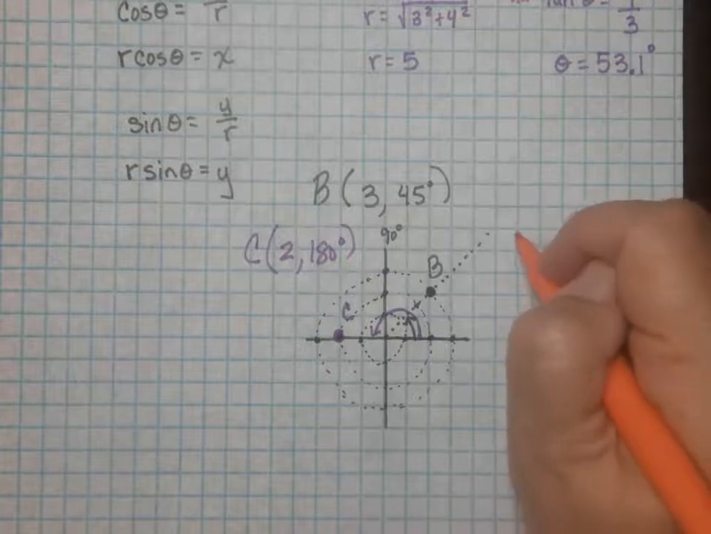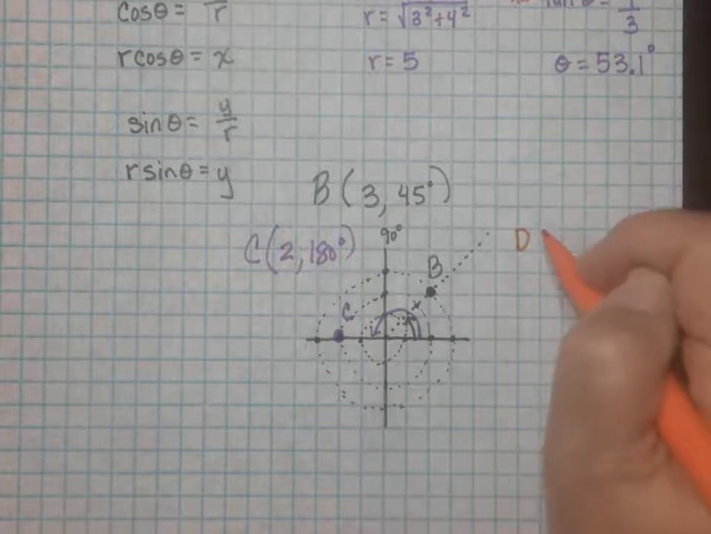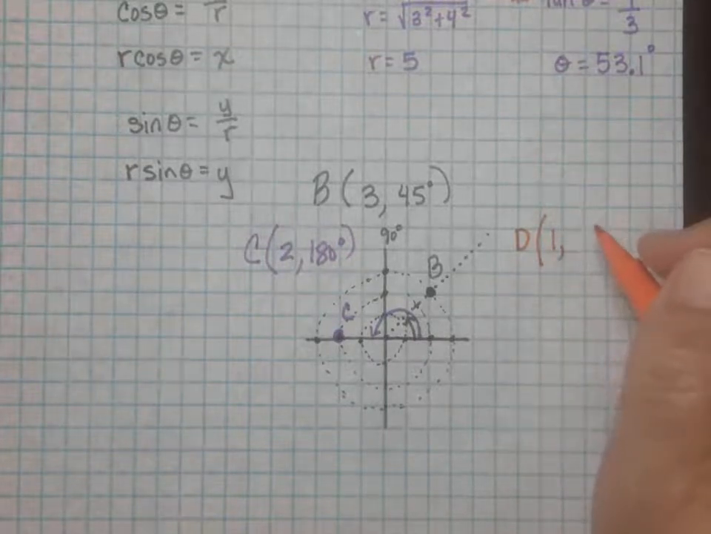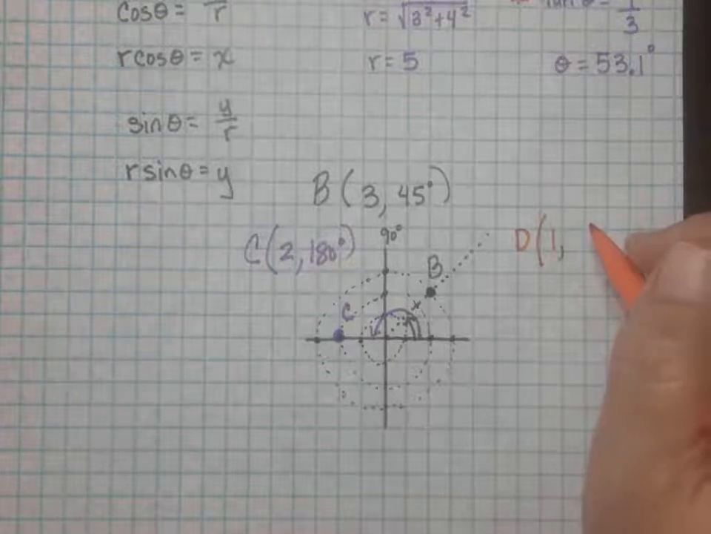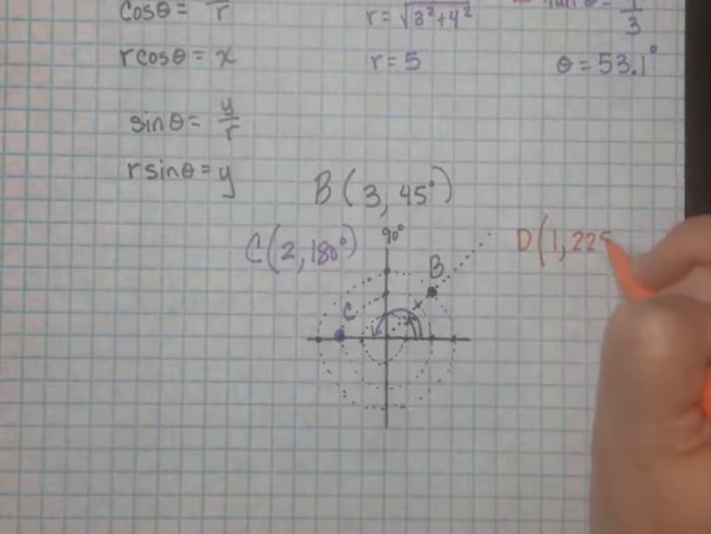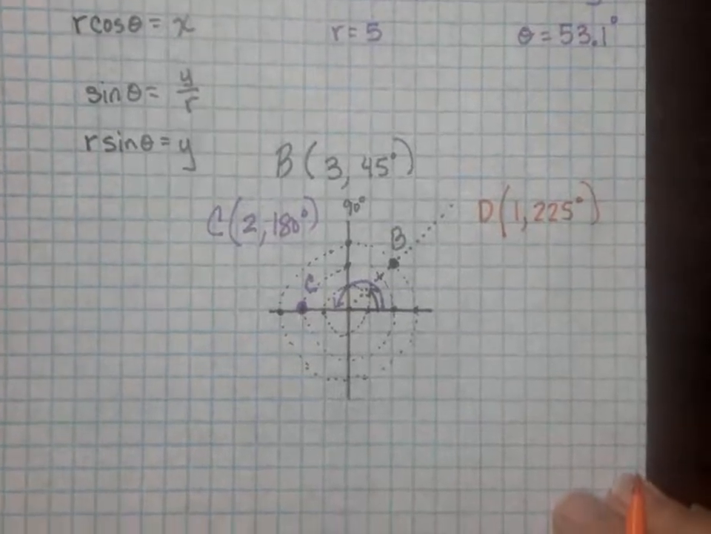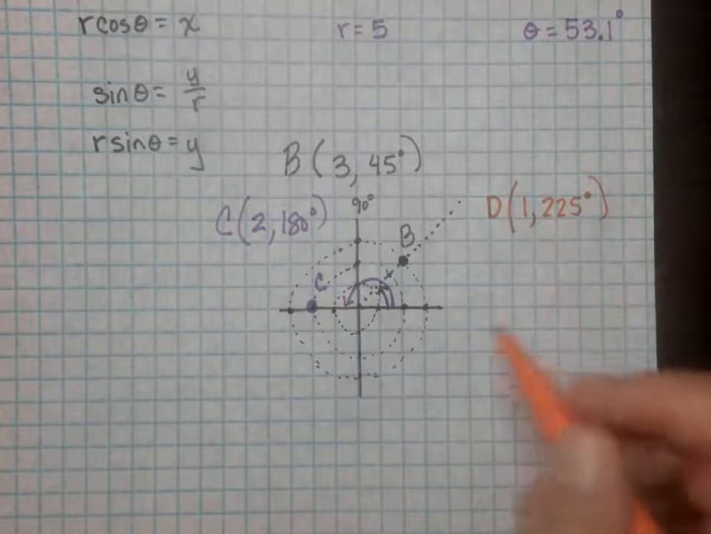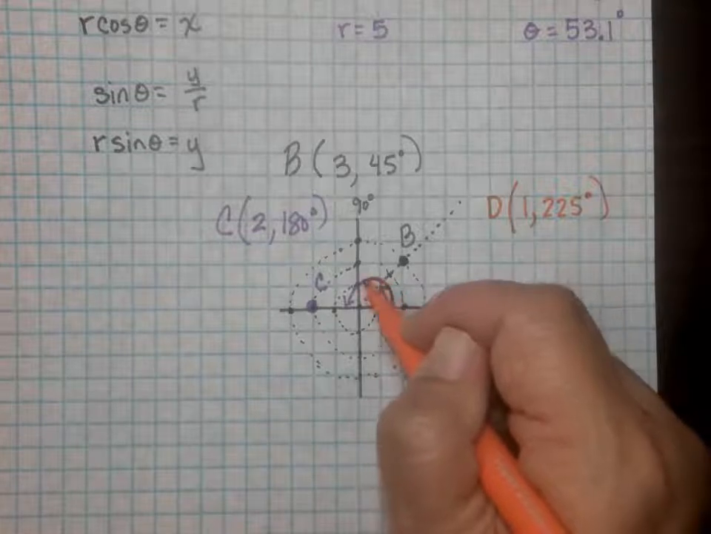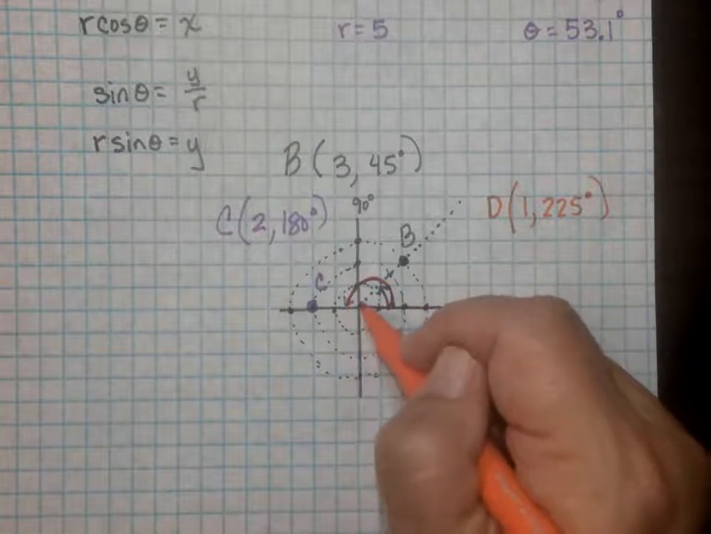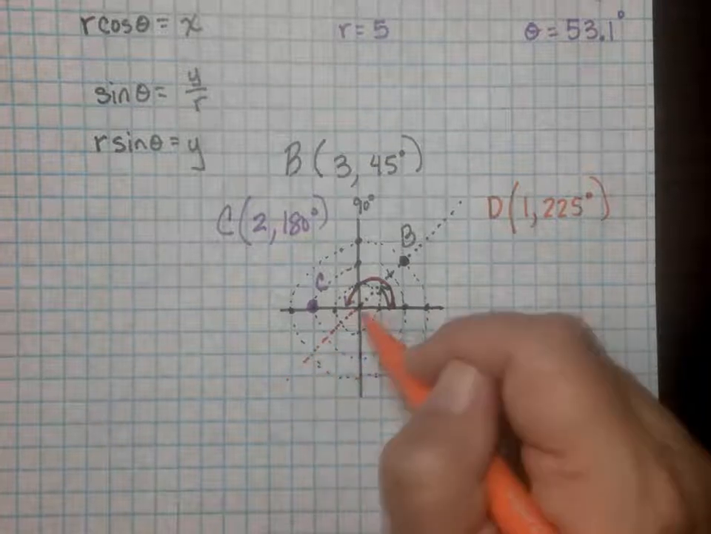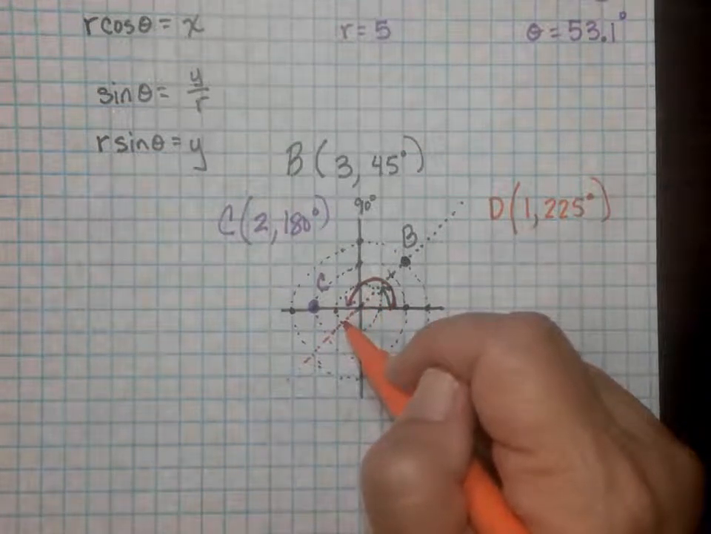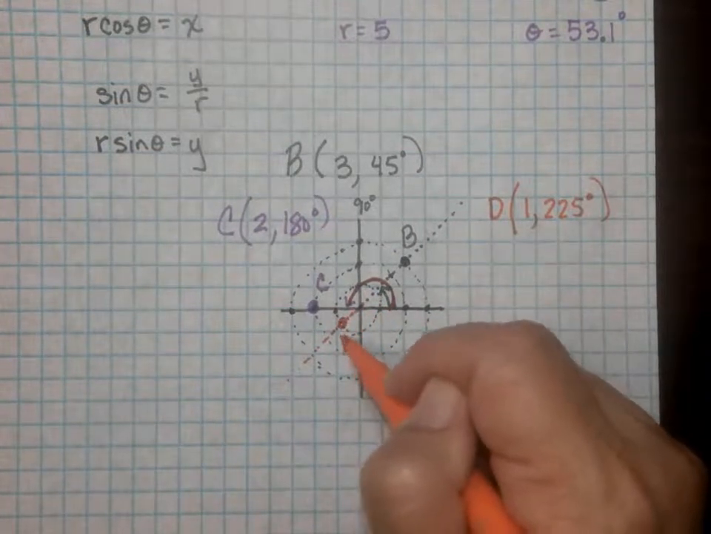All right. What if I had point D, and point D was at (1, 225 degrees)? Again, I start with my directional angle. I'm going to start here and go around. 225 degrees is 45 degrees past 180, but my radius is only 1. So point D is right there.